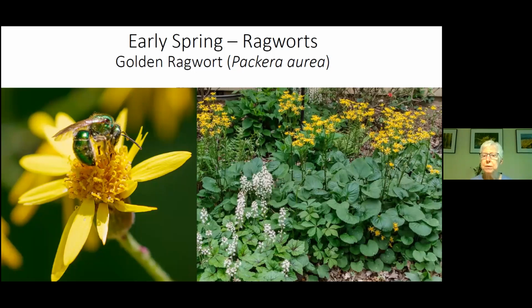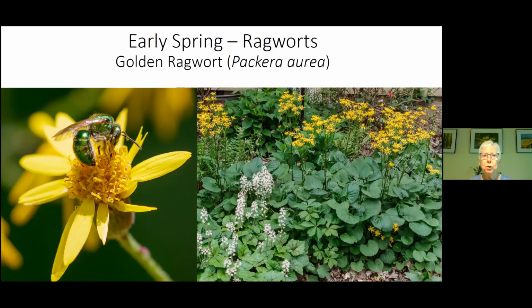Another nice attribute of this plant is it can actually tolerate either shade or sun. And in shady areas where you might see invasive species, it can actually compete pretty well with things like garlic mustard, from reports that I've read. So that's another good thing to keep in mind. But this is another early spring bloomer that's a member of the Aster family.